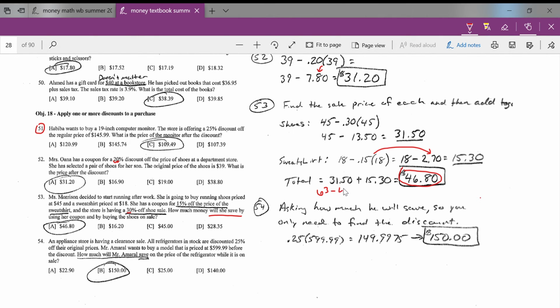And after the coupon and the sale, you're going to pay $46.80. So I subtract those two, and I'll get $16.20. Okay, so that's one way you could do that. That's how much she's going to save, because the $46.80 is $16.20 less than 63. Or we can take the discount amounts. So the shoes, when I took 30% of 45, that's a discount of $13.50.